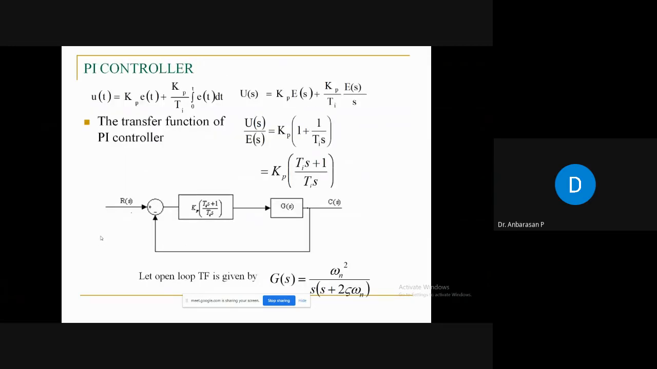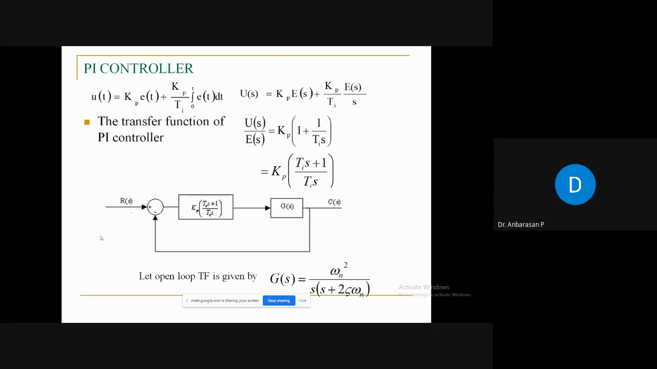Now the second controller, the proportional integral controller. It is a summation of the proportional controller and the integral controller. The integral controller can be represented as an integration of the error signal e(t) with the integral gain Ki, which is represented as Kp by Ti, also known as the controller gain. This integral controller is also known as the reset controller.